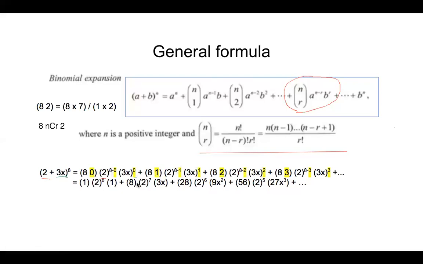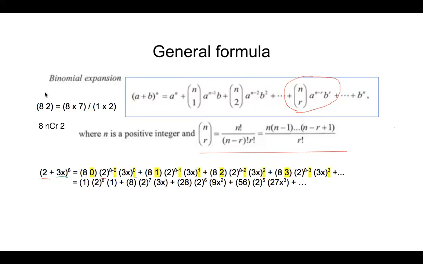And then I do the same for the next term, the x term. 8 choose 1 was 8, times 2 power 7, times 3x here. And again, 8 choose 2, I key this in, it should give me 28. Then 2 power 6, and then here I expand whatever is inside here. So this is the other potential thing that we need to take note of. So importantly here.